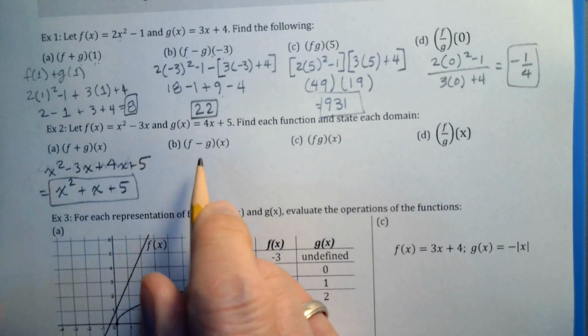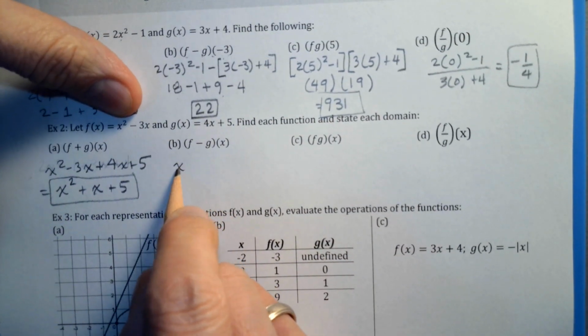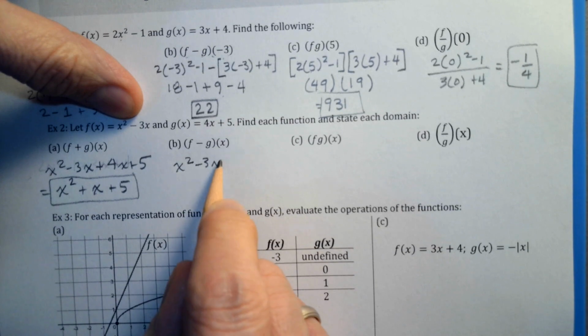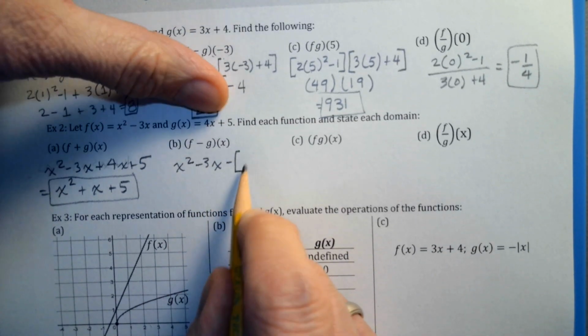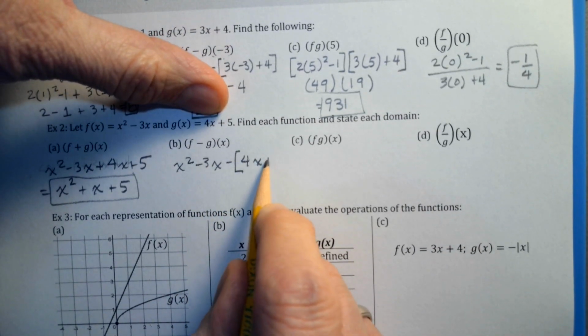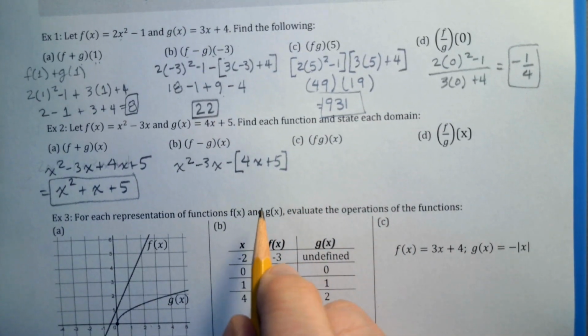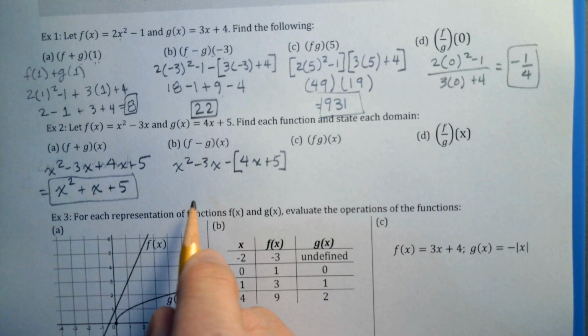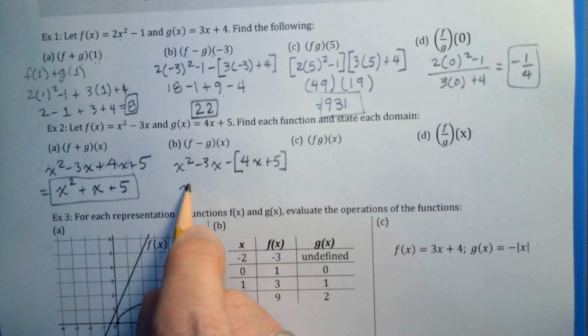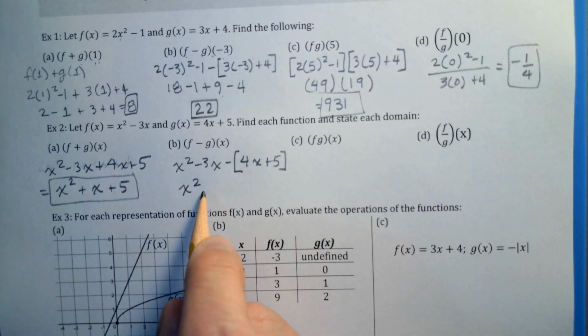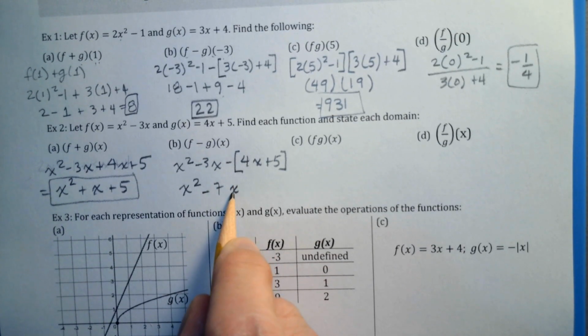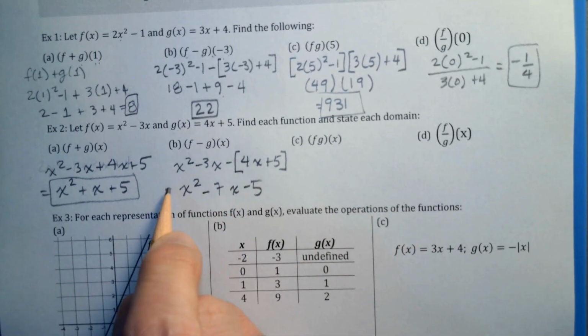All right, the difference, that's going to be x squared minus 3x. Again, we want to put parentheses just to make sure that we remember to distribute the negative value. And so what do we get? We get x squared minus 7x minus 5.